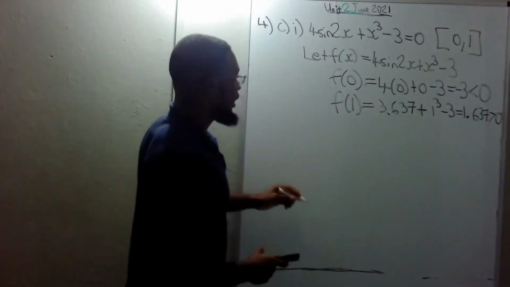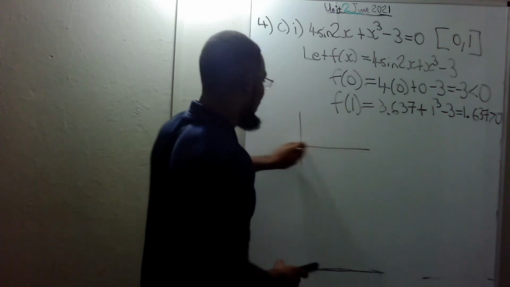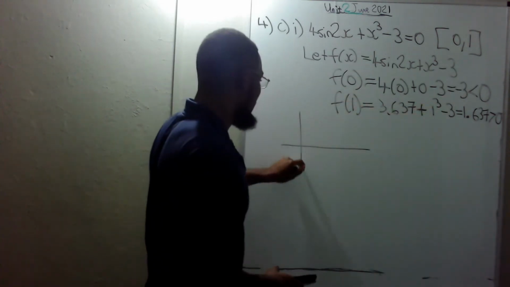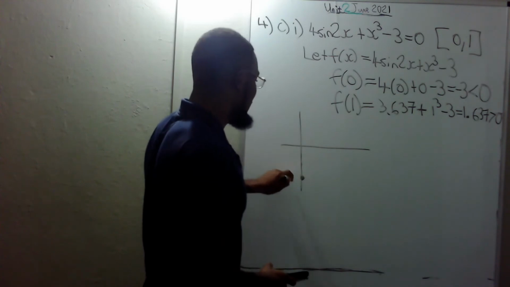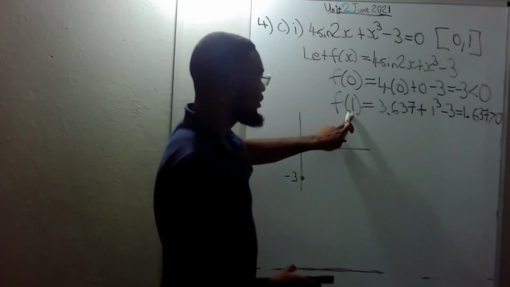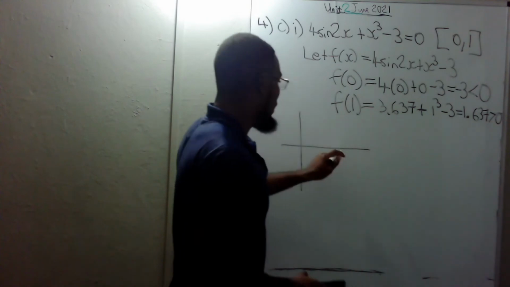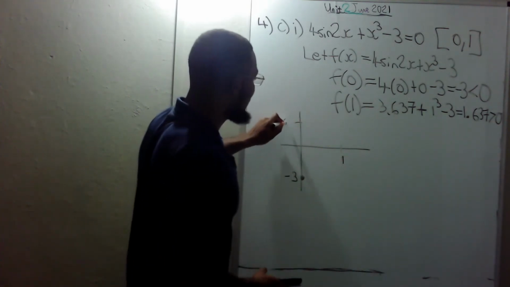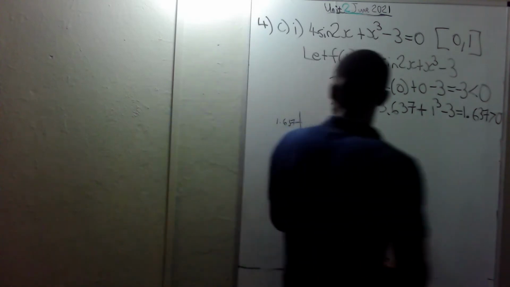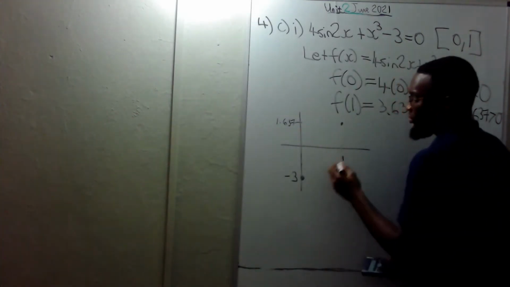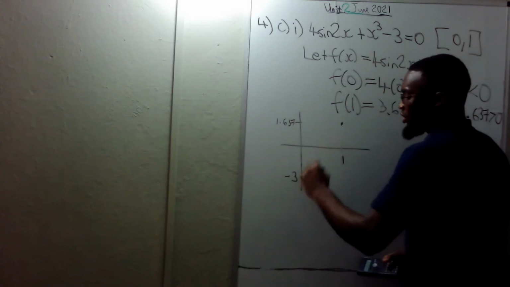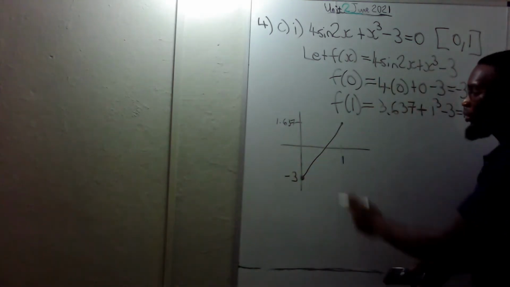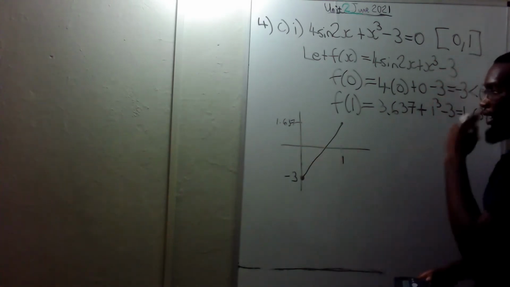If you were to draw a sketch of the function, when x is 0, the y value is negative 3. When x is 1, the y value is 1.637. Even if it's a curve, we don't know how the curve looks, but we know the root is between 0 and 1.